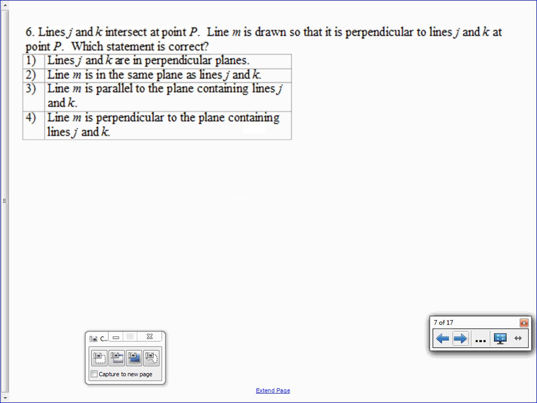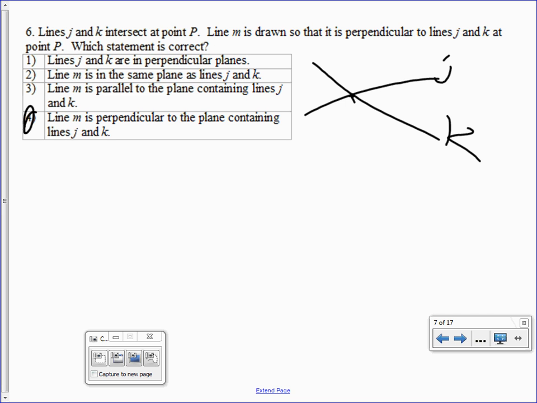Lines J and K intersect at point P, and then it says that line M is drawn so that it is perpendicular to lines J and K at P. These questions, we went over them quite a bit, and I told you that they ask the same questions over and over again. I can't really demonstrate this one two-dimensionally, but with J and K intersecting at point P, right now I'm taking a third line. You can't see it, but I'm taking a line and passing through here. It's coming out of the board. This line is also perpendicular to the plane that contains them. That's one of those questions you need to just memorize.